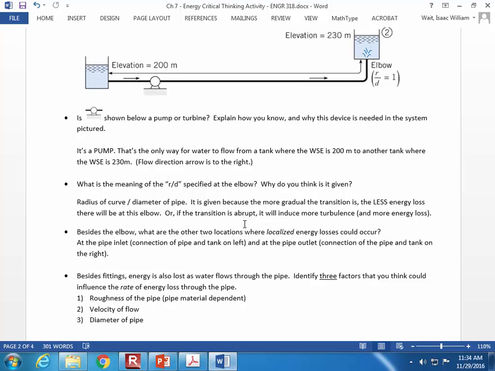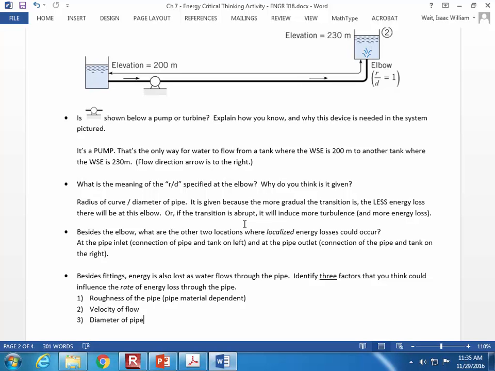So it couldn't be a turbine. There's no energy to extract from the system in that case. Now, if the water was flowing the other direction, it could be either. We wouldn't necessarily be certain what it would be. Potentially it could be a turbine if water was going from the right towards the left, because there is an elevation difference there of 30 meters. But it could also be a pump if water is just flowing by gravity, maybe it's not going fast enough, and so you'd have to add a pump there to speed up the rate of flow.